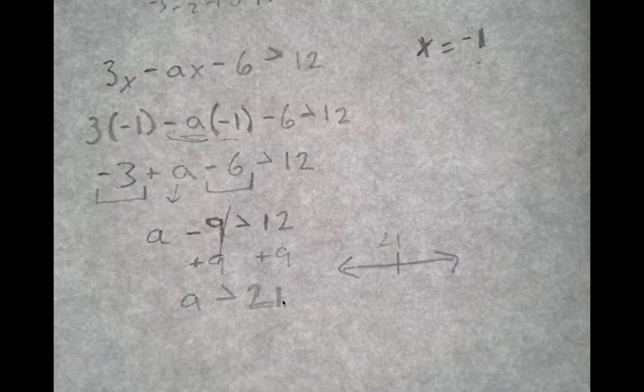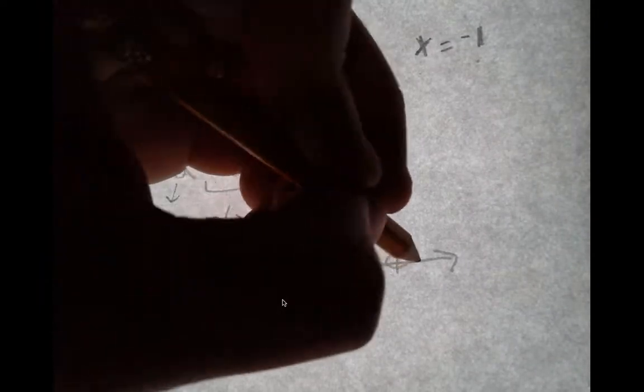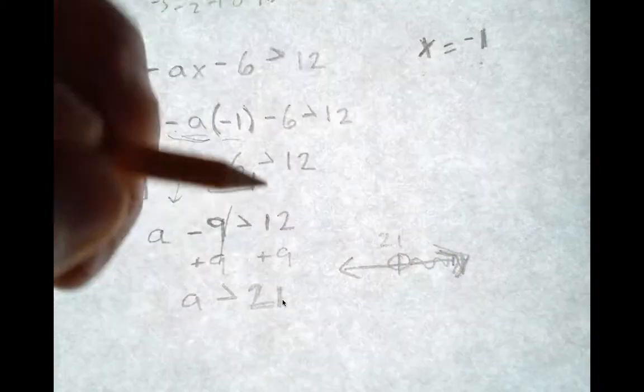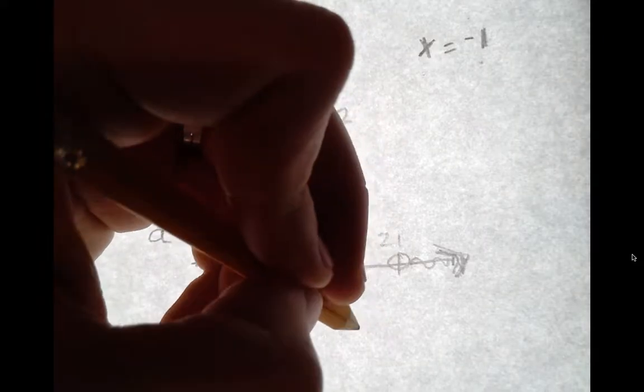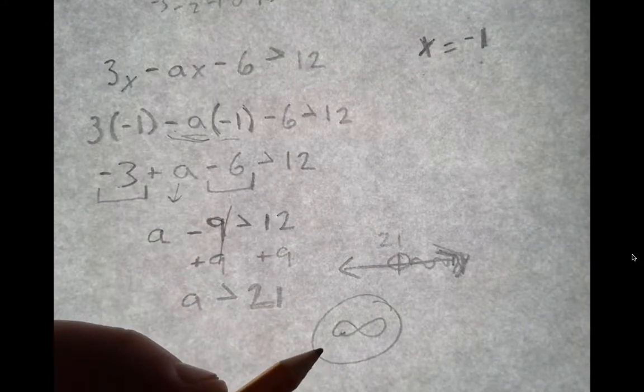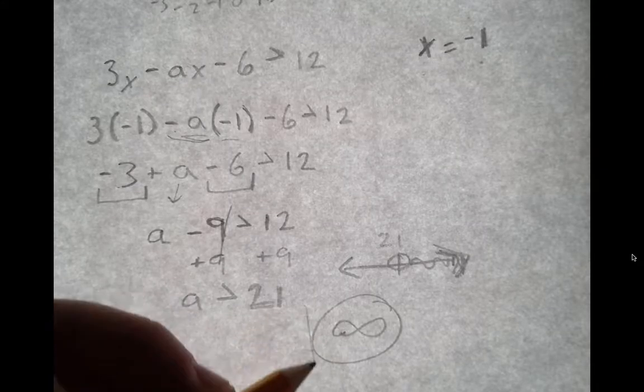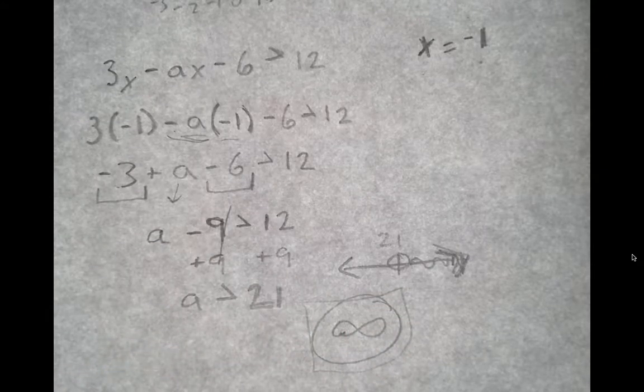If we look at this number line, I've got the 21 here, and it's going to be an open circle on 21, and it's going to the right. So a never ends. A can go all the way up to infinity. So this is kind of weird. The largest number is going to be infinity. That is, a just keeps going on forever. There is no largest. It's going to go to infinity. So that's what we'll say there as our final answer.